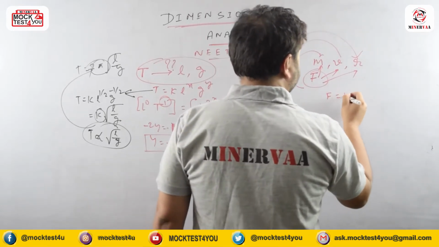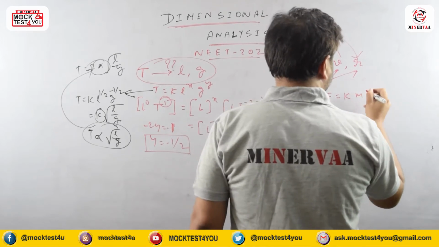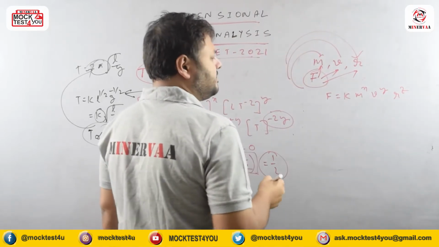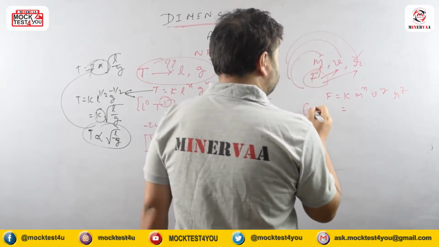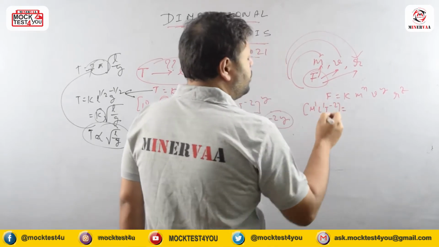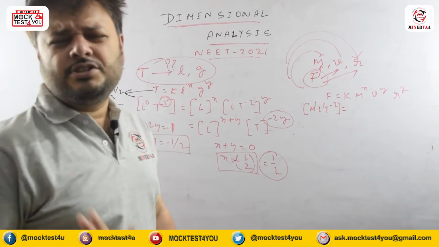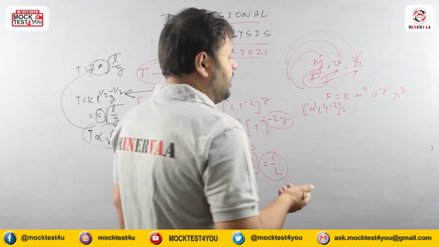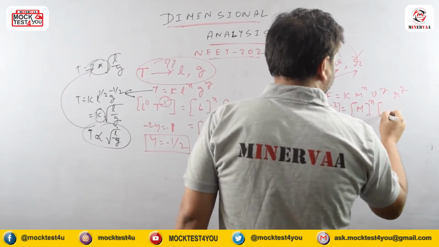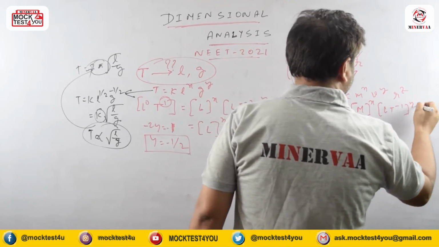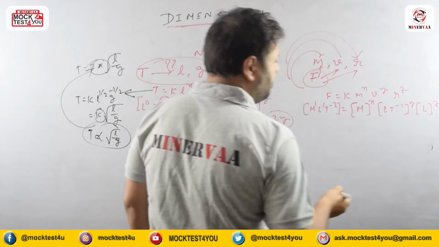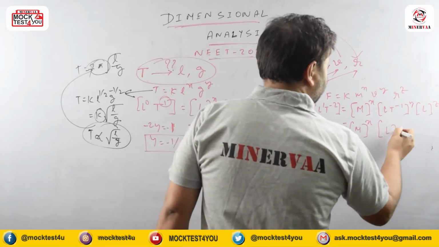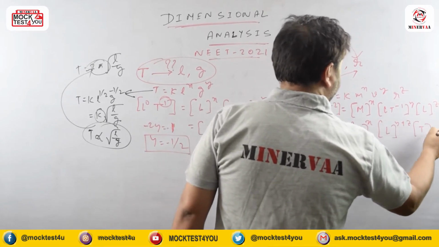And if I write the equation properly, F equals k m to the power x, v to the power y, r to the power z. So we can write F as M L T to the power minus 2. If the power of M is not written, it should be taken as 1. So M to the power 1 L to the power 1 T to the power minus 2 equals M to the power x, and v is L T to the power minus 1, whole to the power y, and r is L to the power z. So if I take common terms on both sides, M to the power x, L to the power y plus z, and T to the power minus y.